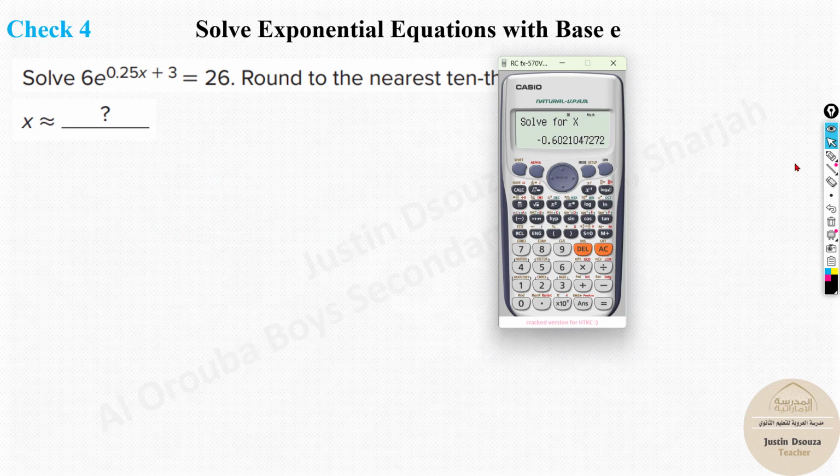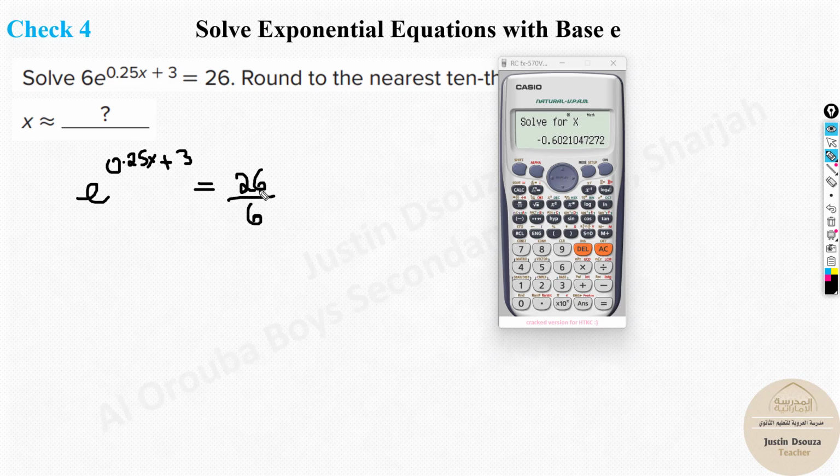Now try this by yourselves. I'll do the written method. All the extra things must be taken. It's 26 to the other side first. e to the power 0.25x plus 3 equals 26 divided by 6. Sorry, 26 divided by 6.